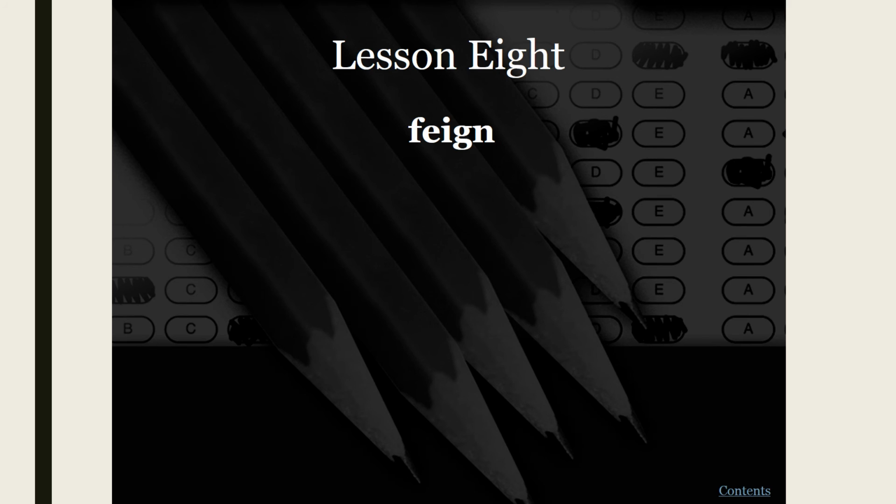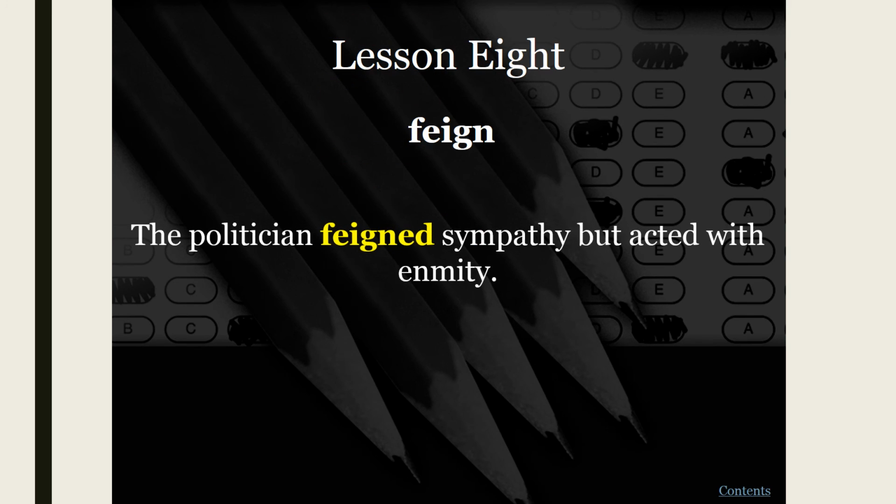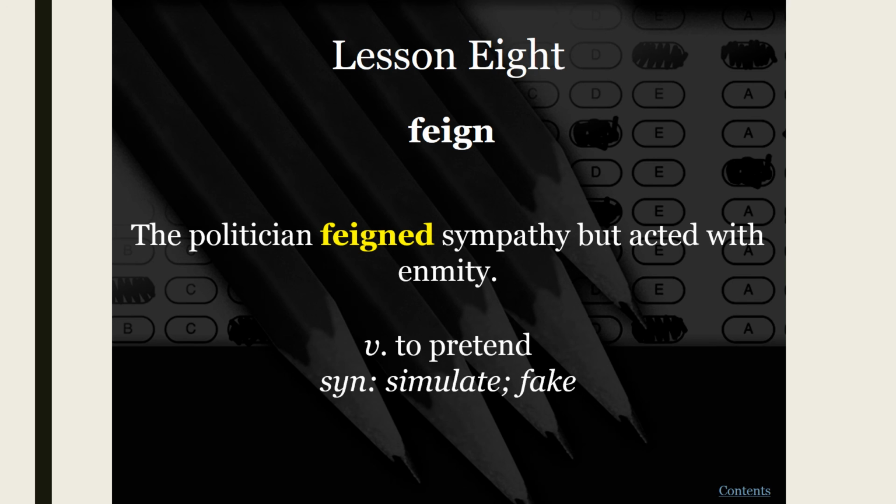All right, next is feign, yet again, another verb. The politician feigned sympathy, but acted with enmity, using one of our other words from this year. Remember, enmity means hatred. So he's feigning sympathy, or she's feigning sympathy, but they really act with hatred. So if you feign something, you fake it, you pretend, you simulate. So if mom comes in to get you for school in the morning, and you say, I really don't feel good, but you really just want to get out of school because maybe you didn't finish your homework, maybe you didn't finish that essay for Mrs. Workman, or maybe you didn't study for your test. You're pretending, you're feigning illness.